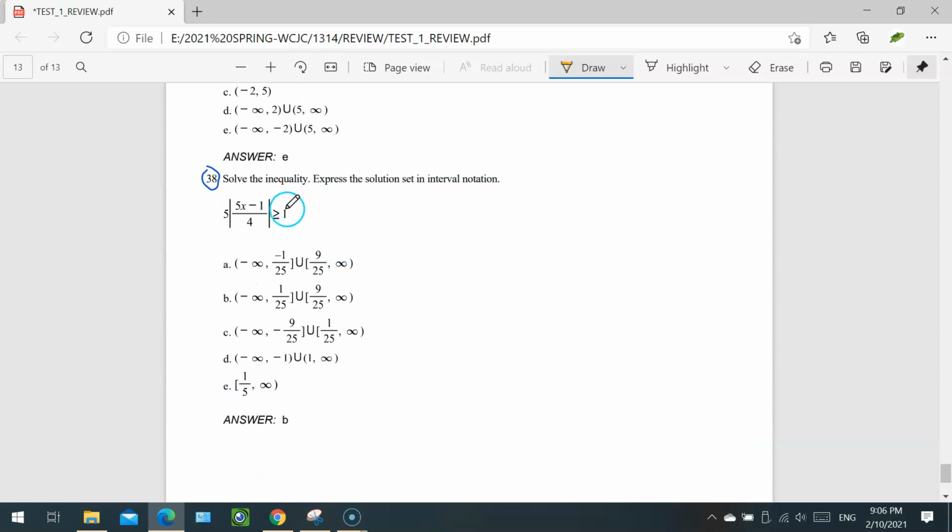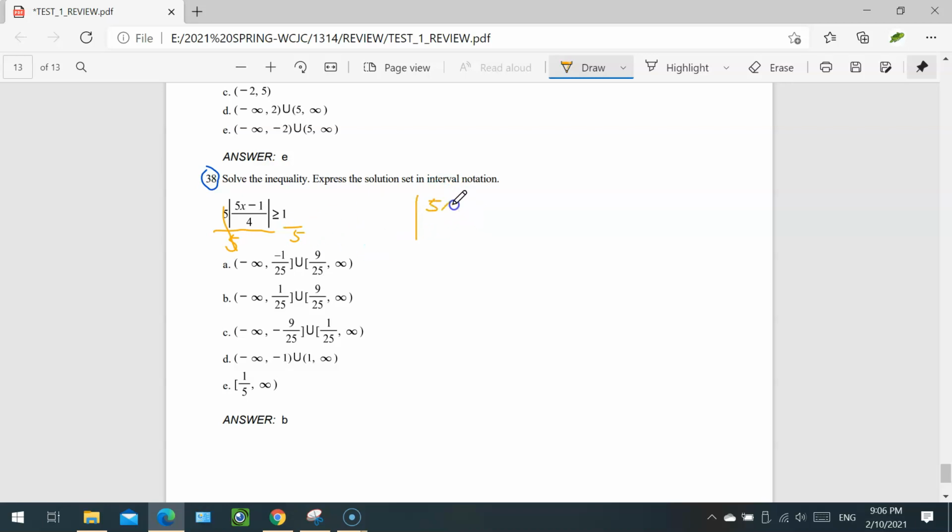Number 38, solve the inequality, express the solution set in interval notation. This question has the absolute value, right? So the first thing, I'm going to divide by 5, because this 5 is a coefficient, so we get rid of it. In order to rewrite your absolute value into the inequality interval, we need to get a single absolute value first, and then you can rewrite from there.